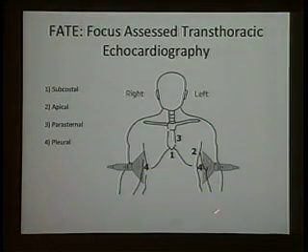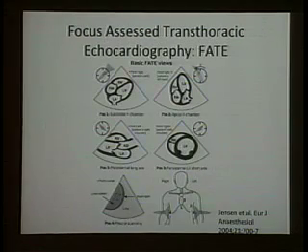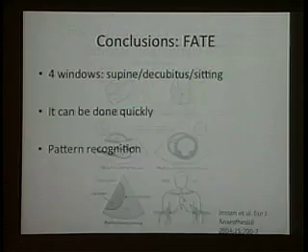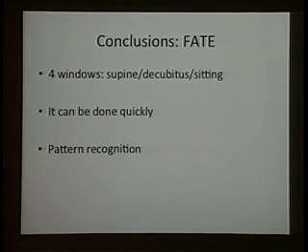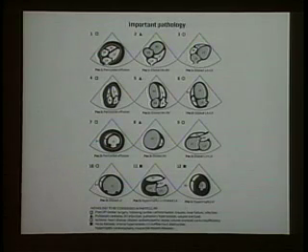So again, you have these four windows with all these different views: subcostal, apical, parasternal, and the pleural/abdominal view. You should be able to get the information that you need quickly. And this is a simplified FATE exam. So the good news is you can do this independently of how the patient is sitting or lying on the bed. It can be done very quickly. And again, pattern recognition. I'm going to say this over and over again because that's basically what it is. And again, the pathology should be very easy to recognize.